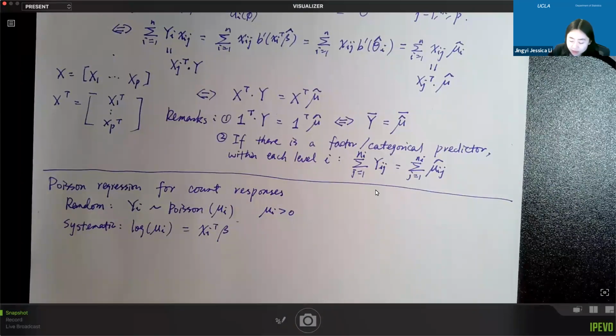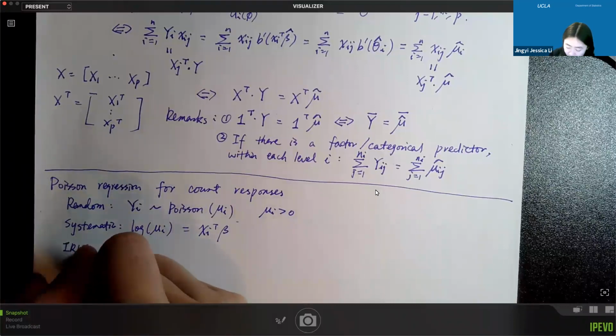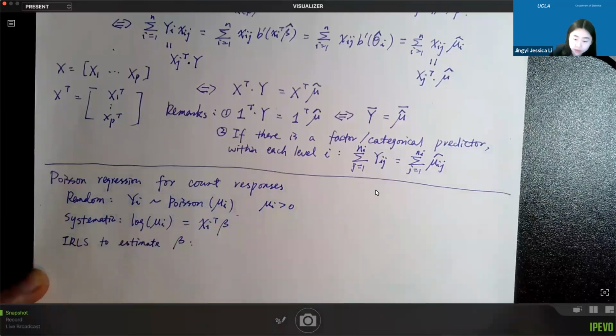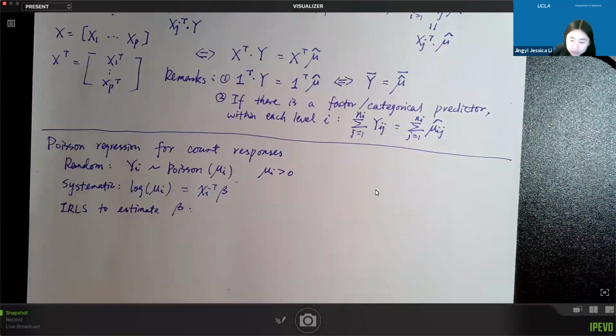Okay, so now how do we do the parameter estimation for beta? We can show the IRLS algorithm for Poisson regression. So let's just do that again: IRLS to estimate beta. We will first start with initialization. Let's say that we have some parameters to start with already. Then given the parameters, we find the working dependent variable and the weight matrix before we run the weighted least squares to update the parameter values.